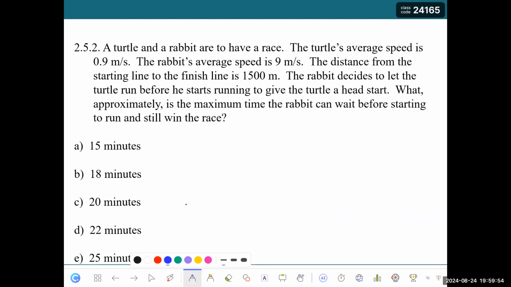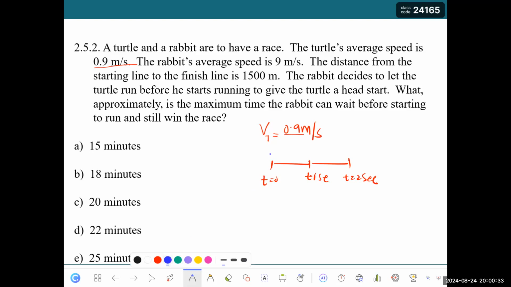Okay, let's take a look at this multiple choice question. A turtle and a rabbit have to race. The turtle's average speed is 0.9 meter per second. So I'm going to say v for turtle is 0.9 meter per second. What does that mean? It means if I say time equals 0, time equals 1 second, then time equals 2 seconds, this turtle is going 0.9 meter every second.